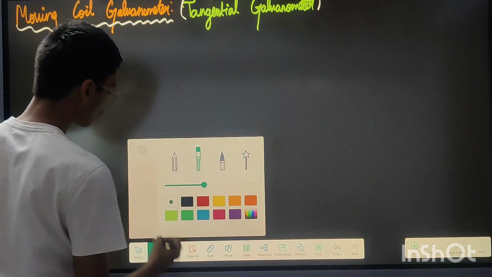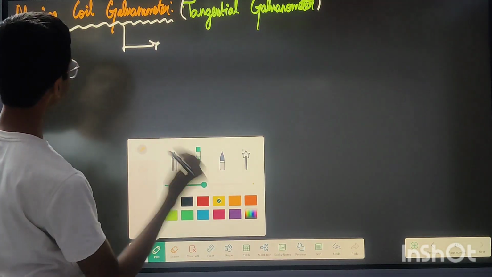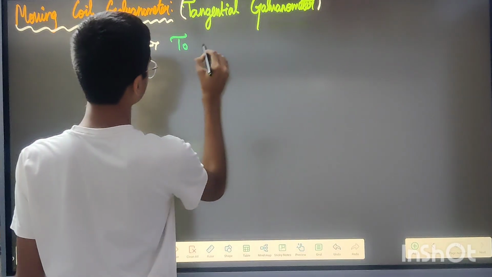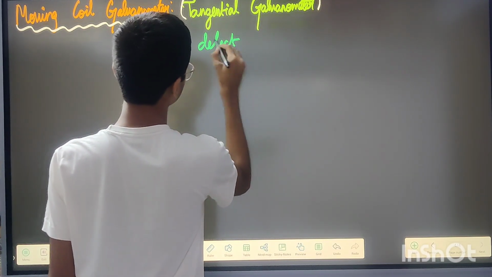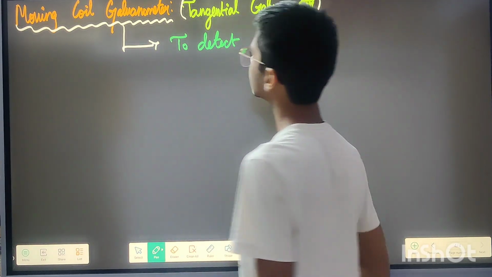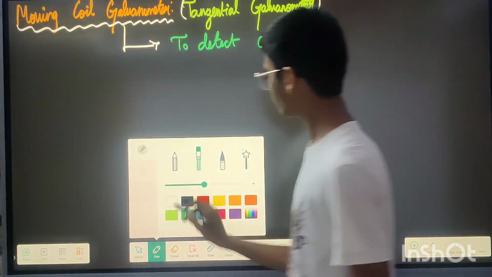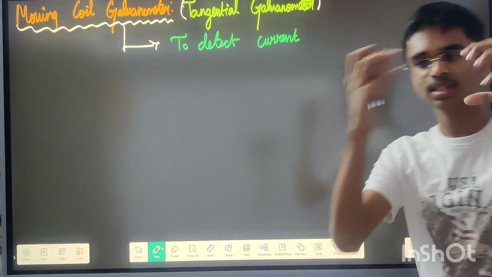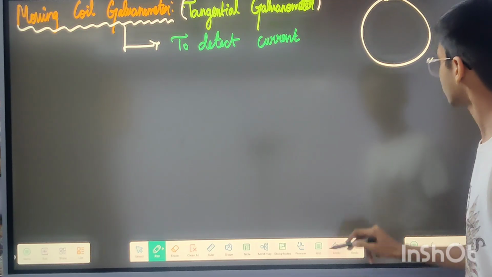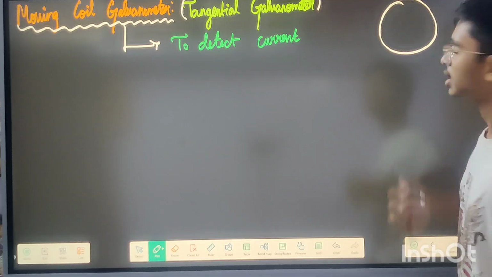So the primary role of a galvanometer is very simple, that is to detect current. This is just used to detect the current. The galvanometer will be like this, just this much in size. Well, this is not the actual size; the actual size will be around this much. So we take this as the galvanometer.